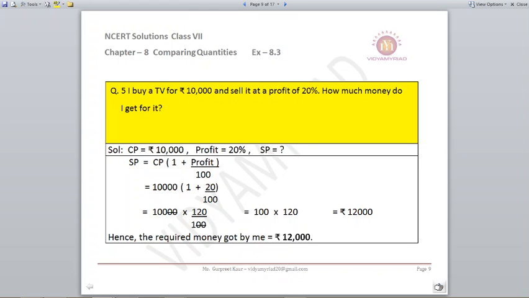I told you earlier also, we need to remember one formula. SP is equal to CP into 1 plus profit upon 100. So just put the values in this equation and we will find out the answer. CP is 10,000 multiplied by 1 plus how much is the profit? 20%. So 20 upon 100. Take the LCM, it will become 120 upon 100. Cut the zeros, you will get 100 into 120, which is equal to 12,000. So what is the selling price? Selling price is 12,000.